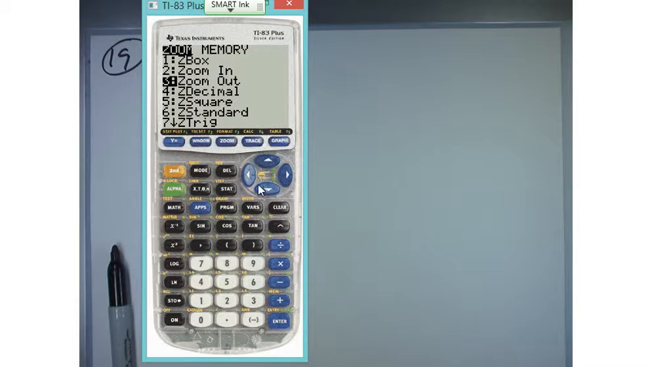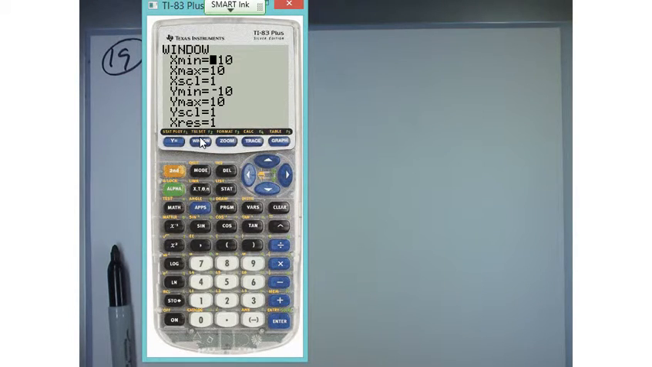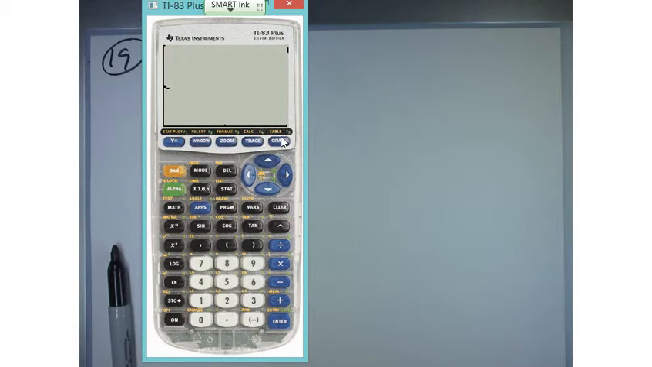Let's set the window. Let's do from like 0 to 2. So we'll do 0 to 2 for the x window. And for y, we saw that it was positive by looking at the graph. So I'm going to do like 0 to 2. Okay. Hit the graph and we'll zoom in on it.